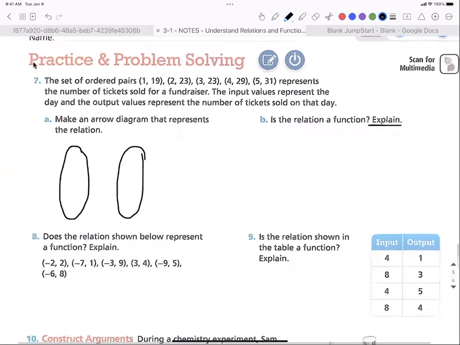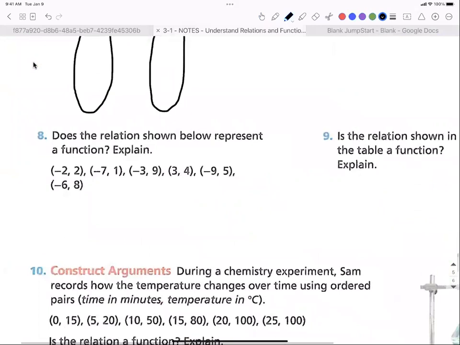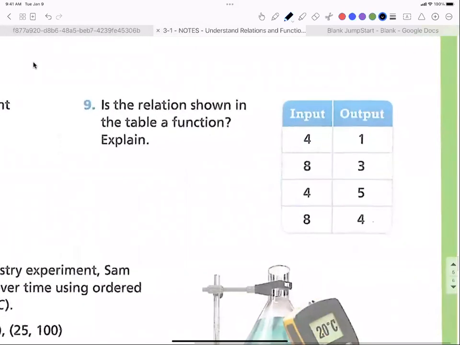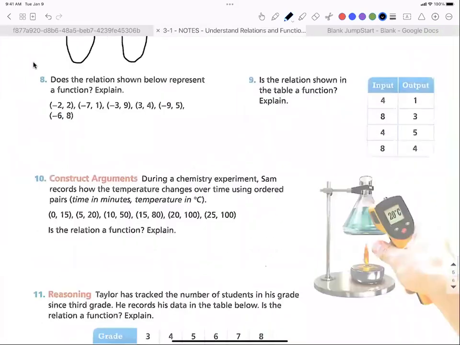Okay. Number 8, don't overthink this. Read the directions. It's a very simple one. Does the relation represent a function? Yes or no? You don't have to put it in a table. You don't have to map it. Just look for cheating X's. Okay. Number 9 is the same way. It's given to you as a table. Is it a function? Yes or no? If you answer no, call out your cheater by name. Call out your X by name. Okay. Same thing for number 10.